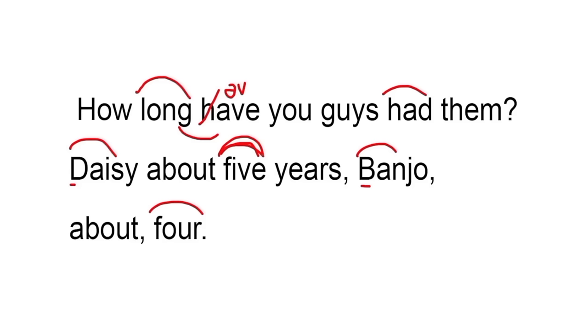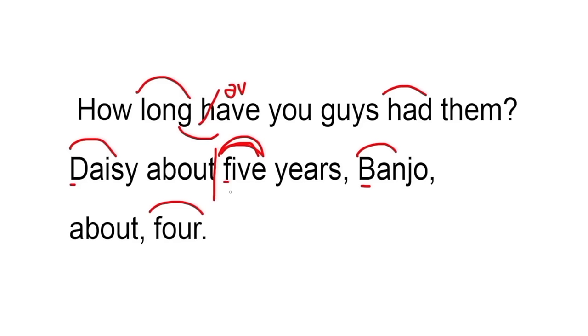Daisy, about 5 years. About, with a stop T, because the next word begins with a consonant. About 5 years. The intonation for the word years is a little high, and he holds it out a little bit. That says to me that it's an estimate. It's like not exactly 5 years.